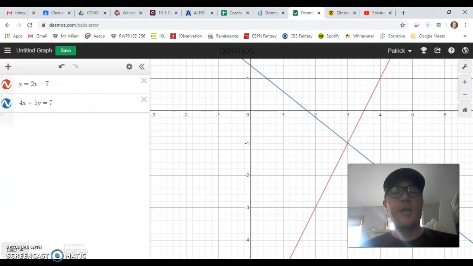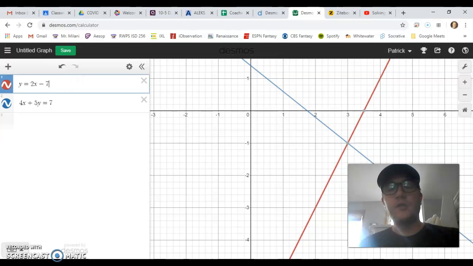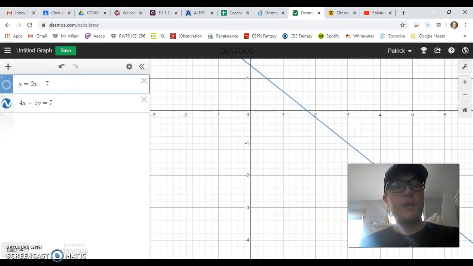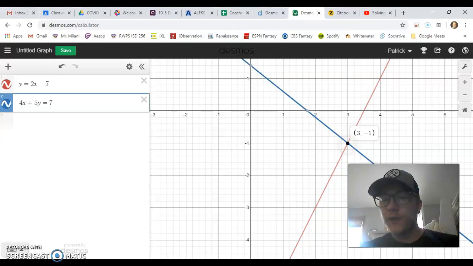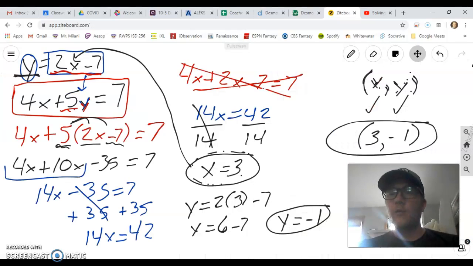Quick to show you Desmos again. We've got those two equations. This one, the one in red, is your y equals 2x minus 7. The one in blue here that's flashing is your 4x plus 5y equals 7. And that point where they are meeting right here, if I can get it to show, is 3, negative 1. It is exactly what we just found with our work, 3, negative 1.